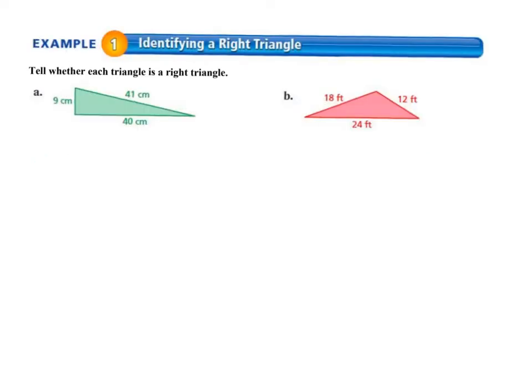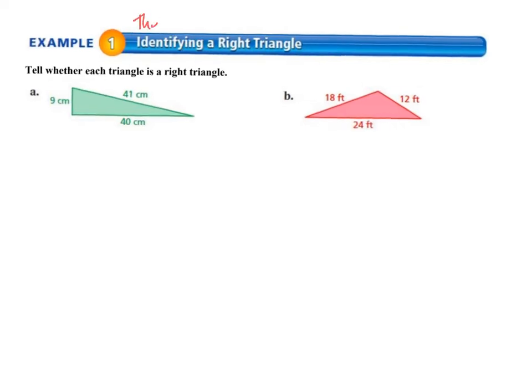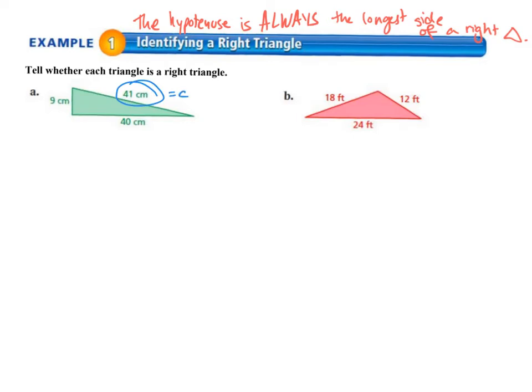For example 1, we have to prove whether these triangles are right triangles. First thing you need to remember: the hypotenuse is always the longest side of a right triangle. For A, we've got 3 side lengths, 9, 40, and 41. So if this is a right triangle, that 41 is the hypotenuse, or c. That makes 9 and 40 the legs, a and b.